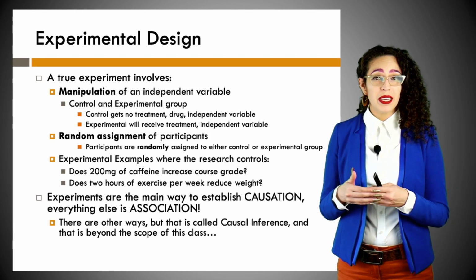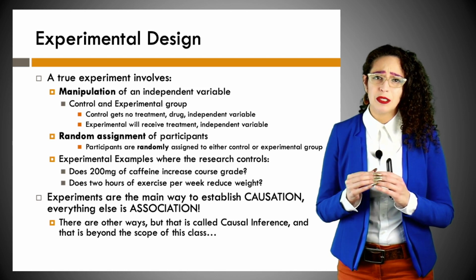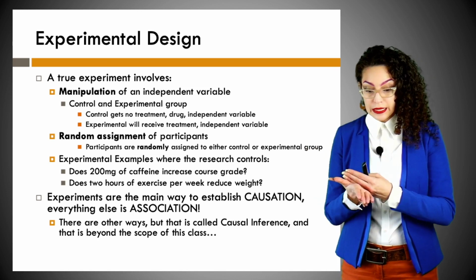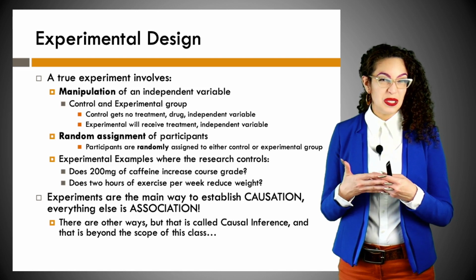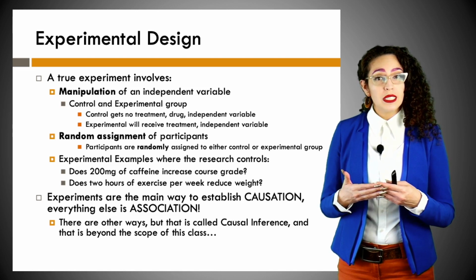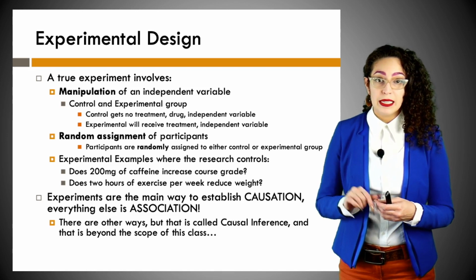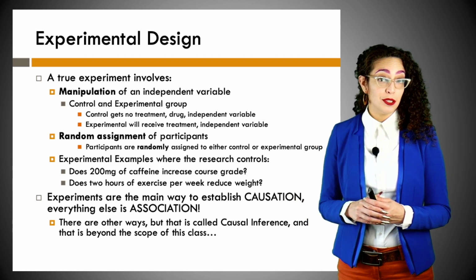Experiments are also the main way that we can establish causation. Causation is usually very difficult to establish. You have to control for all those confounding variables to actually say this caused this. Most everything else in research is associations. There are other ways to establish causations with something called causal inference, but that is beyond the scope of this class. There are whole classes on that I recommend you look into in the future.